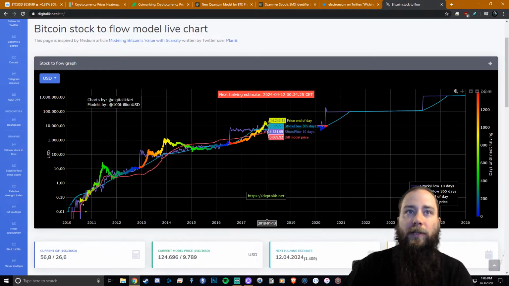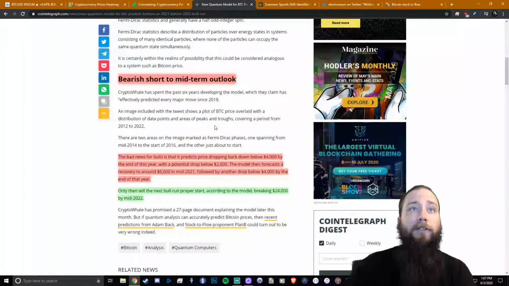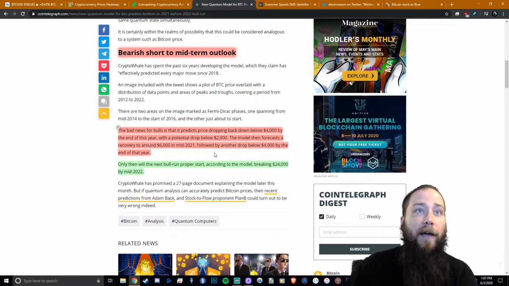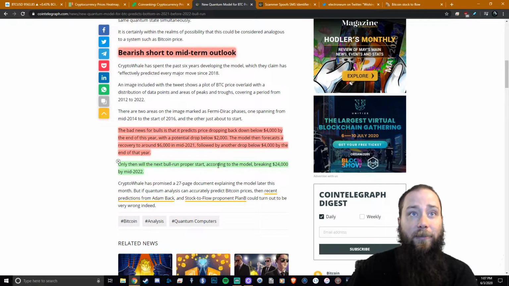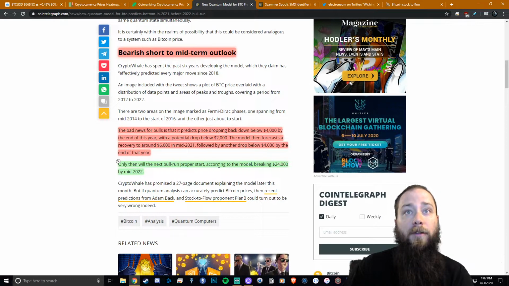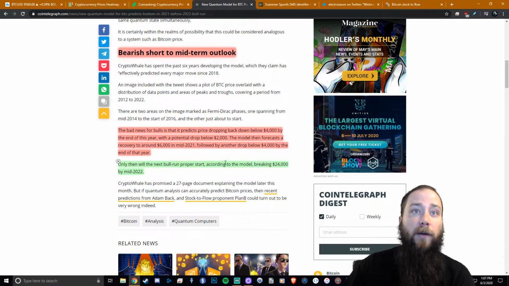Boy, would it be cool if it peaked over. They all peaked over. So let's see what happens. But the bearish short to midterm outlook, the bad news for the bulls, is that it predicts price dropping back down to 4,000 by the end of the year, instead of the 15,000 which I'm hoping for, with a potential drop below 2,000. The model forecasts a recovery to around 6,000 in mid-2021, followed by another drop below 4,000 by the end of that year. Only then will the next bull run properly start, according to the model, breaking 24,000 by mid-2022.